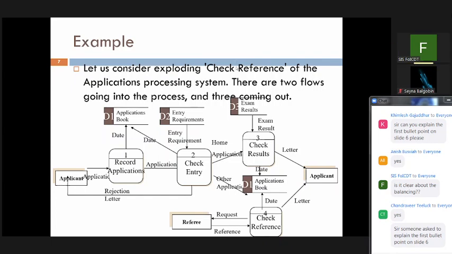Okay, so I give you 10 minutes. You have the lecture slides. I'm going to stop sharing. So go through the question and then try to come up with a level DFD.